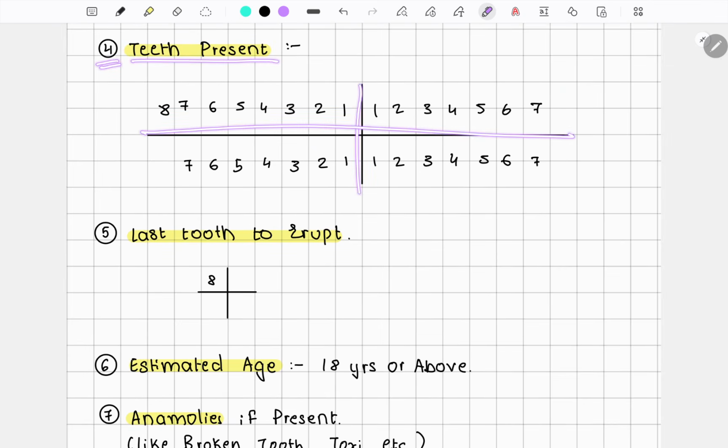Then the fourth point will be what teeth are present. You will draw this and write the number of teeth which are present in that particular cast. If it is maxillary, then you will write in upper quadrants, and if it is mandibular, you will write in lower quadrants. Don't make a mistake over here. Then there is the fifth point, that is the last tooth to erupt. What was the last tooth to erupt? For example, it was the upper right third molar. Then I will write here 8 like this.